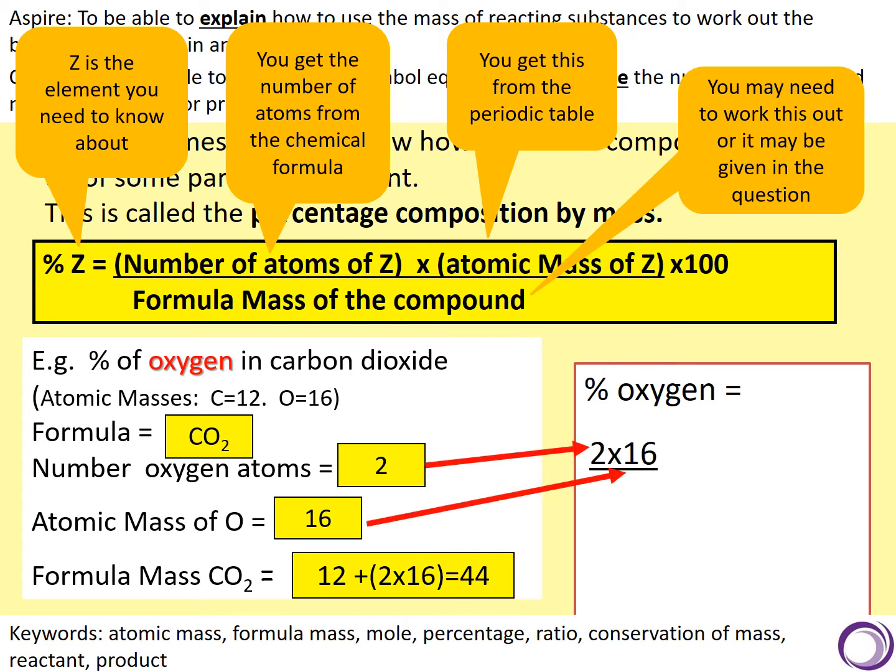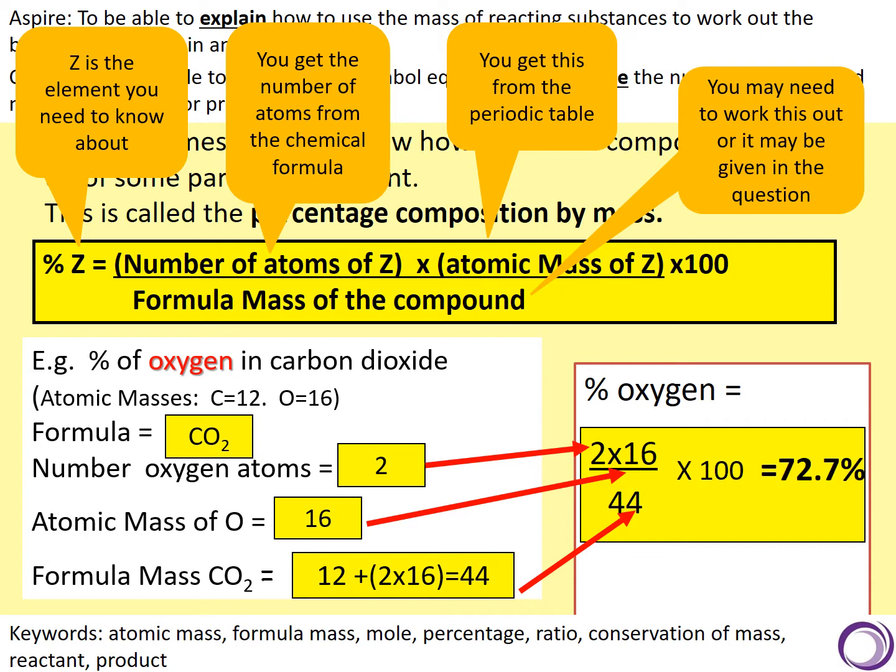We need the atomic mass of oxygen, which is 16. So we multiply those two numbers together. We then divide it by the formula mass of the whole compound, which was 44. And then because we want it as a percentage, we multiply it by 100. And that should give us an answer of 72.7%. So 72.7% of the mass of any molecule of carbon dioxide is made up of the mass of the oxygen atoms.